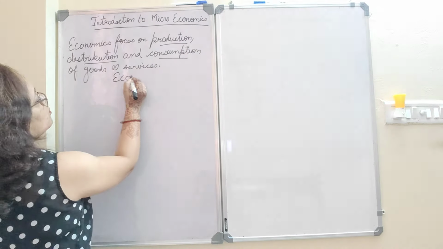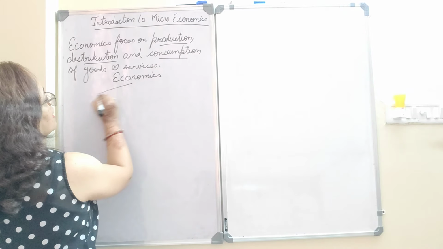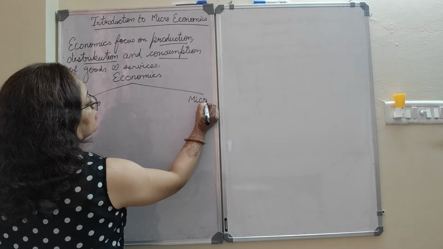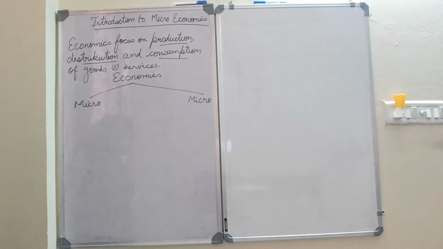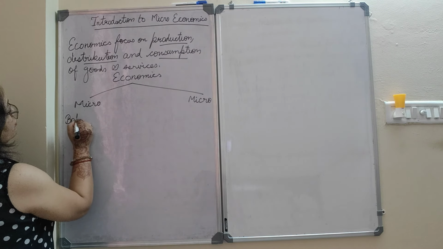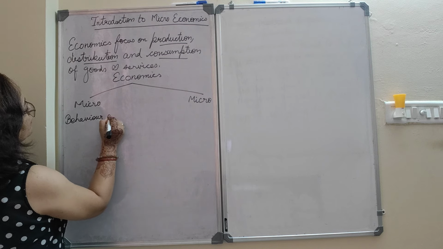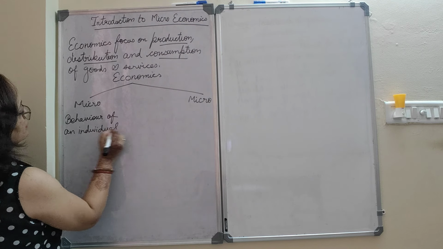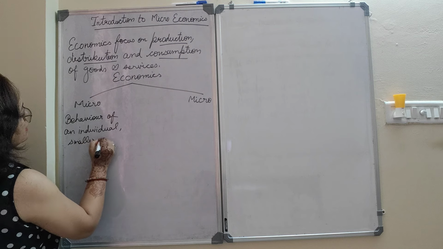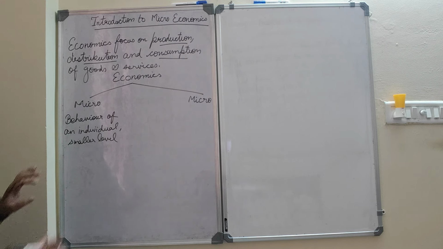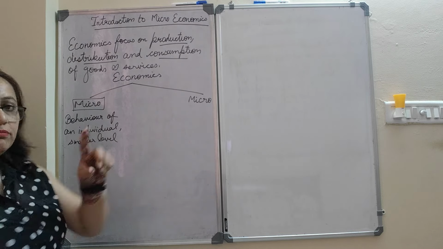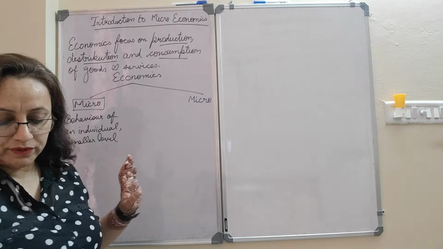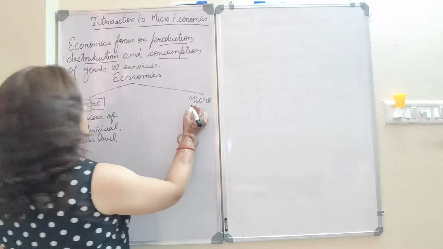Now economics has two branches, which are microeconomics and macroeconomics. So microeconomics is basically the study of behavior of an individual, or at a smaller level. Okay, so whenever I am studying the subject at a smaller level, or I am talking about the people in a particular area, or one person, per capita income, per capita expenditure, so that all comes under micro. But macro is the study of large scale.